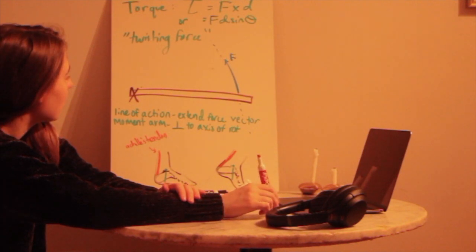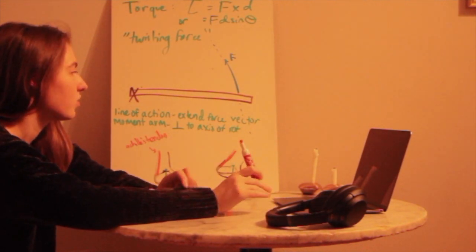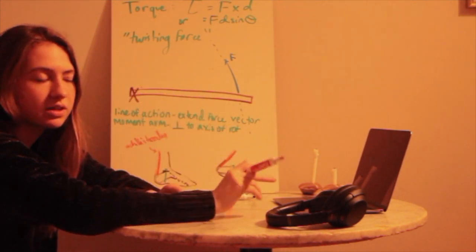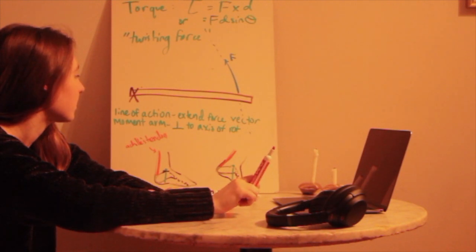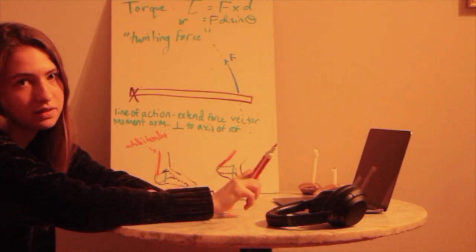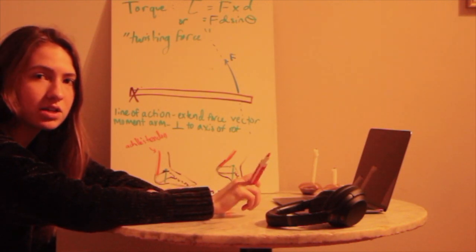So there's some terminology to help you set up all the problems. The first is line of action, where all you have to do is extend the force vector. And then the other thing is the moment arm, and that is the perpendicular distance between the axis of rotation and the force.